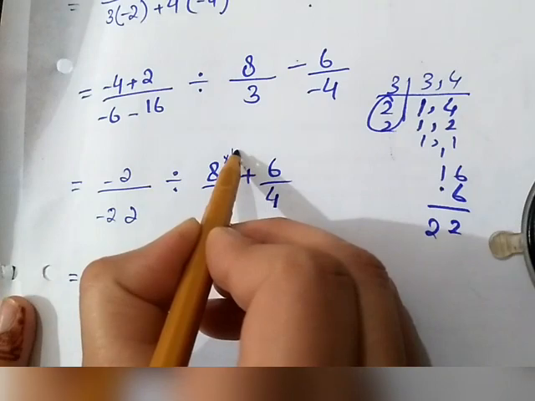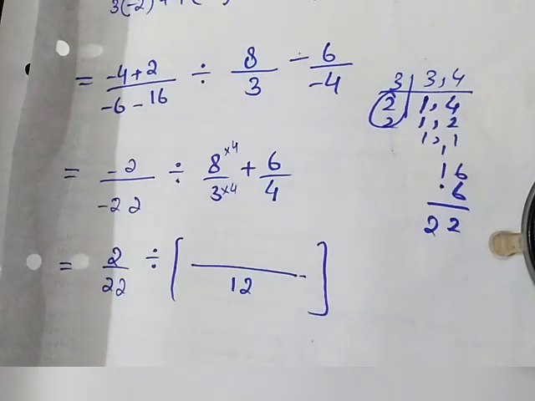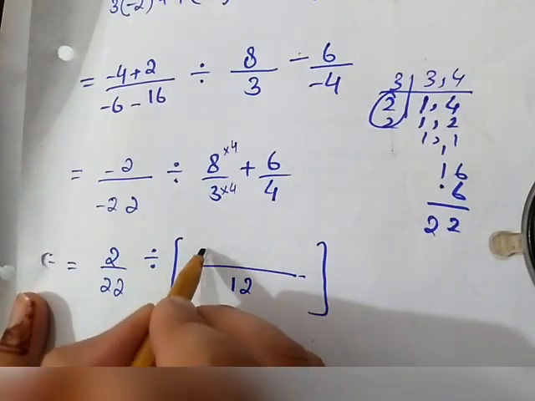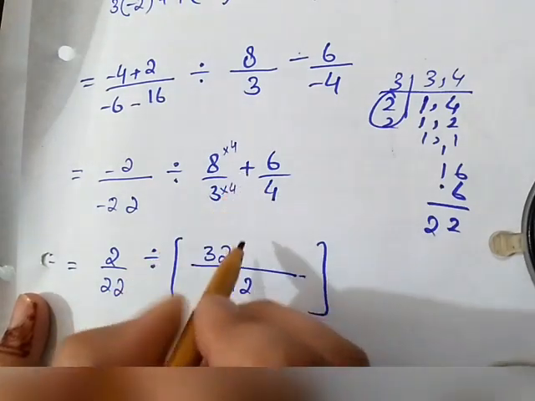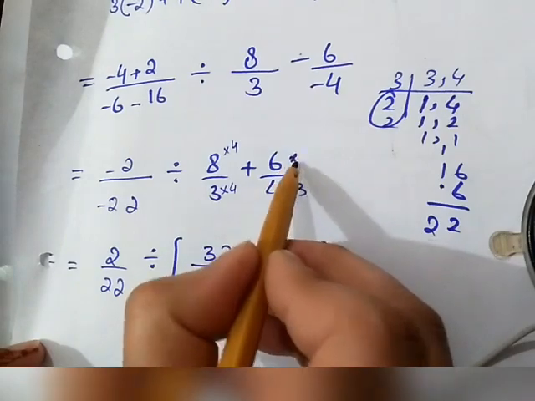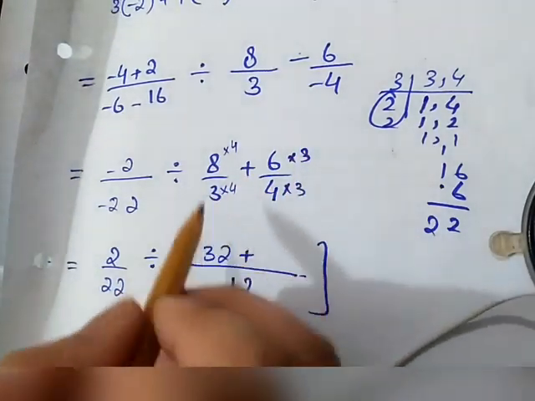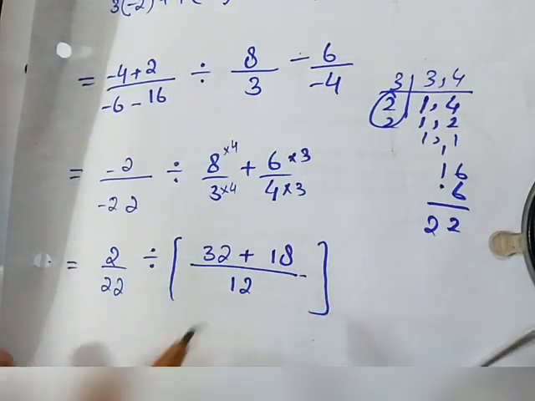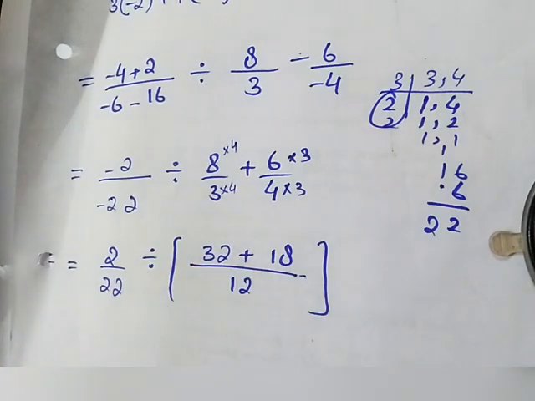So multiply that 4 also with the numerator 8. Now 8 4s are 32. What is the sign here? That is plus, and 4 3s are 12. Multiply that 3 also with the numerator. So 3 6s are 18. Now in the next step we add these two terms.